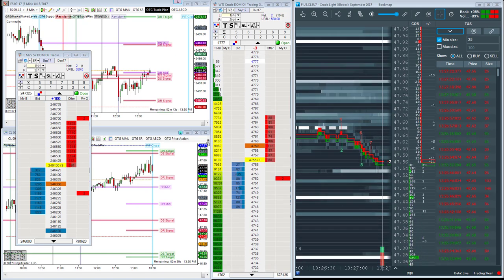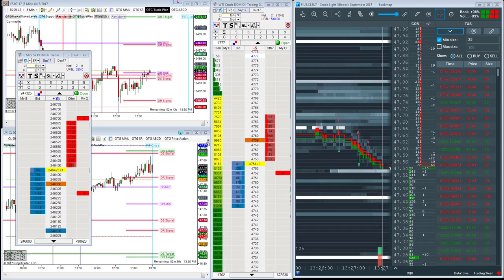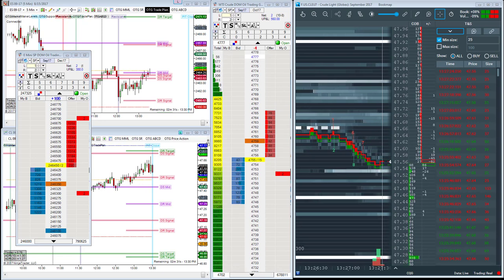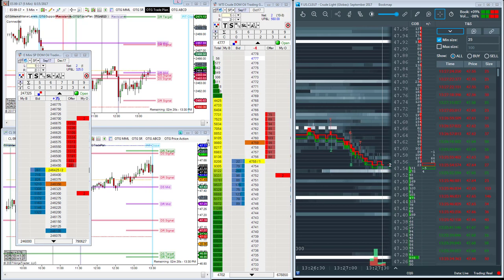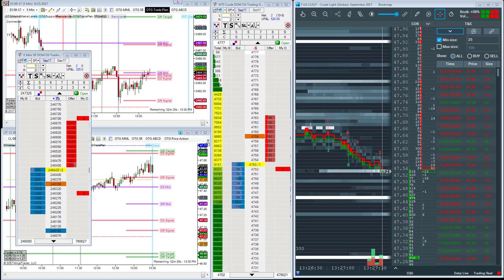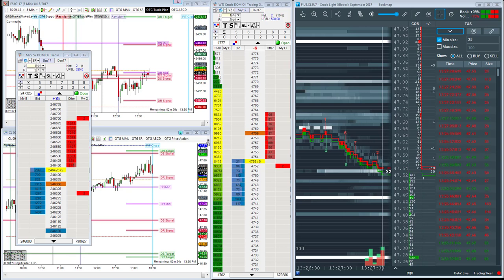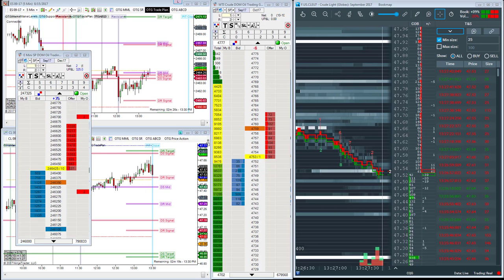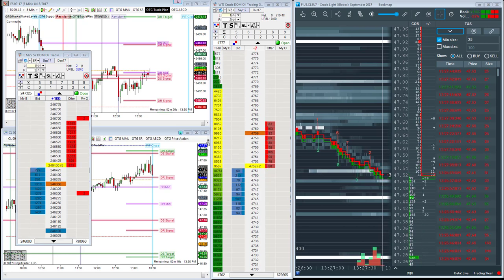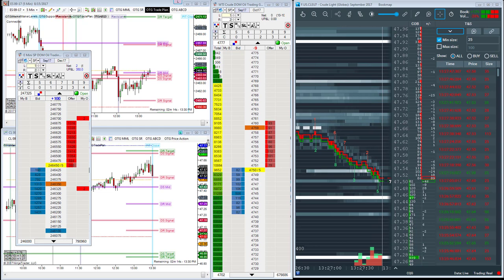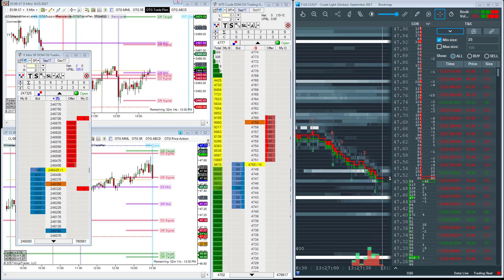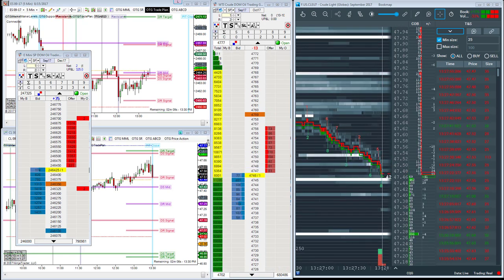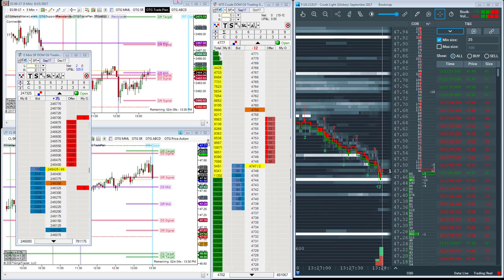55, 54. Okay, here you go. 55, 54, there's 53. Okay, out at 52. Bring this trail stop here on the ES to one tick below settlement. I got pretty close. I'm glad we didn't move it any further down.